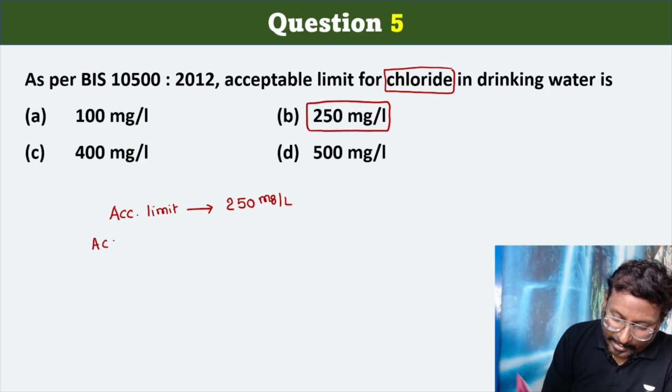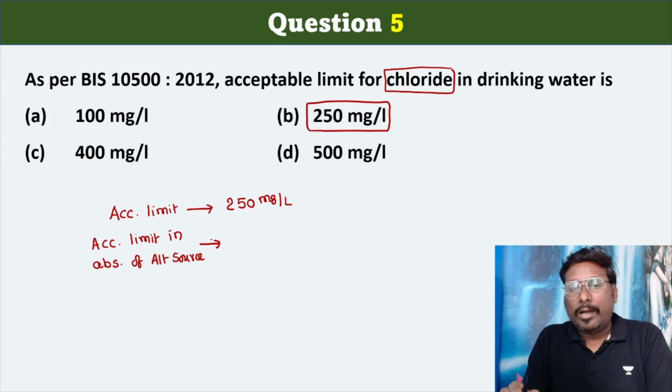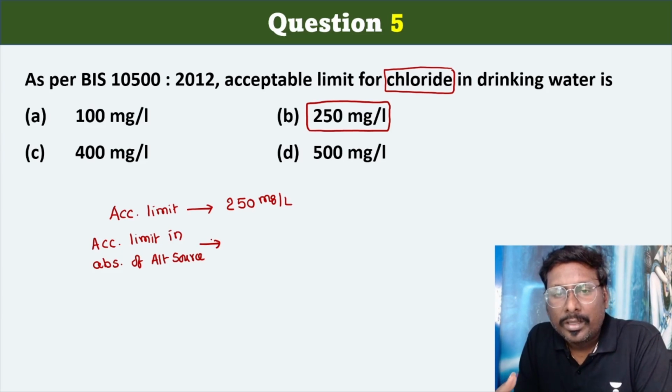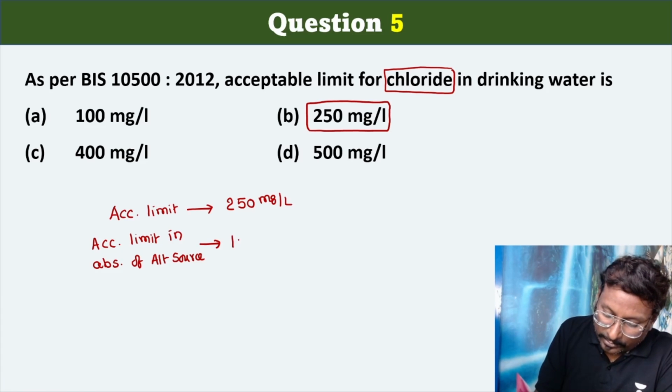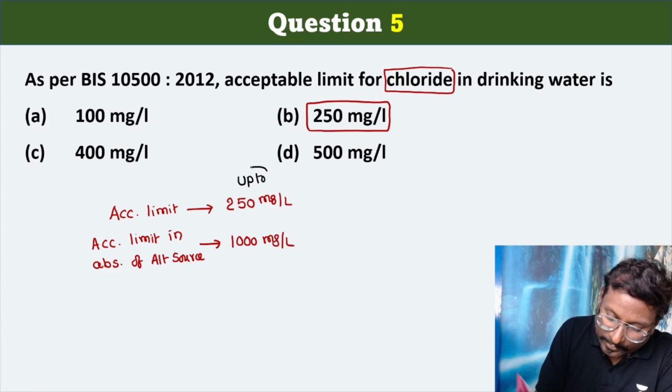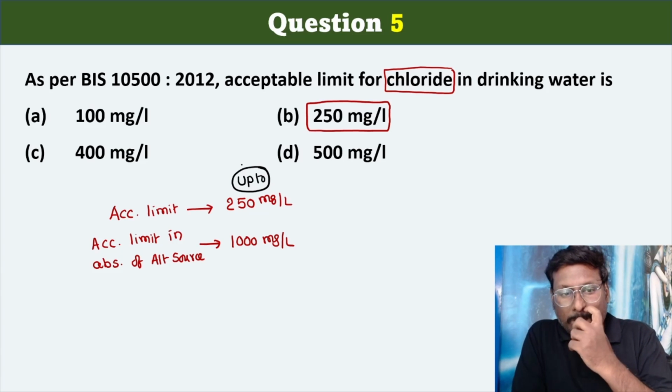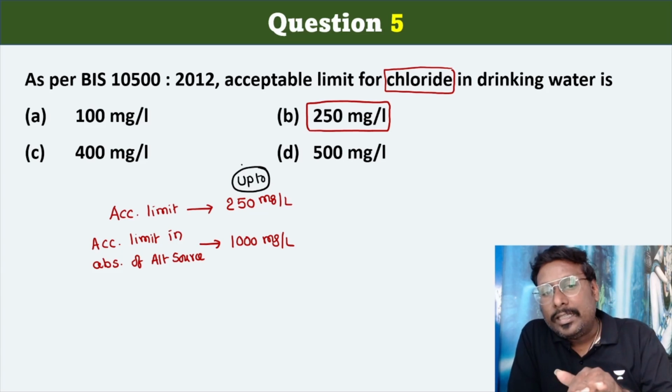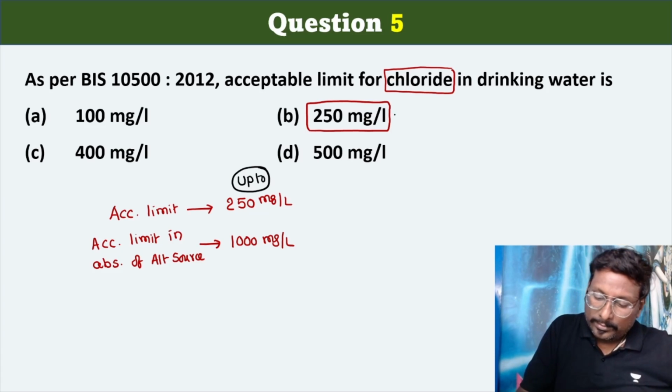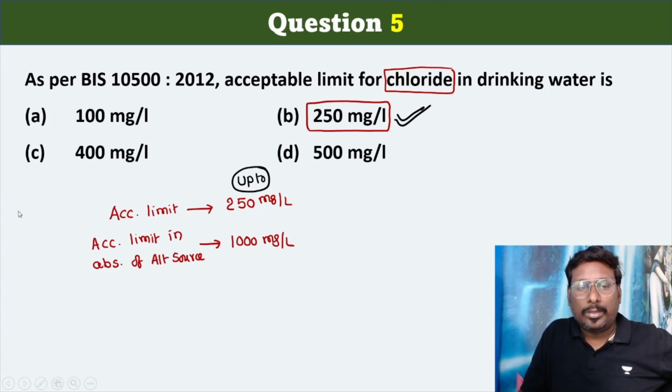Second one, acceptable limit in absence of alternate source. If no other source, you only have the choice to use that water. Up to what limit you can use? That is 1000. So only acceptable limit they are asking, not in absence of alternate source. So you go for up to 250 mg per liter. If it is in the absence of alternate source, you select 1000, but only acceptable limit, 250.